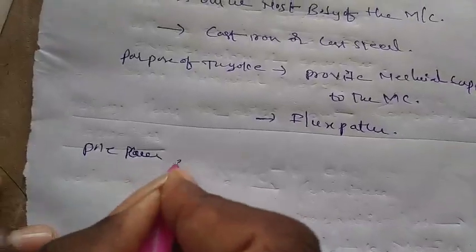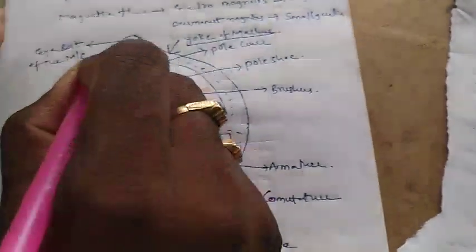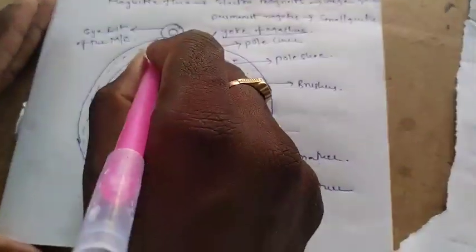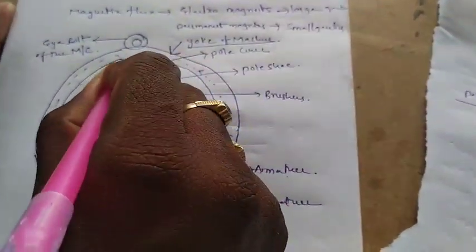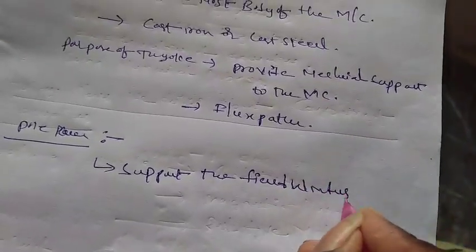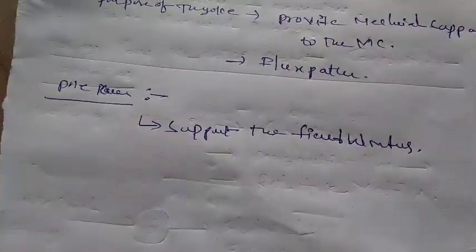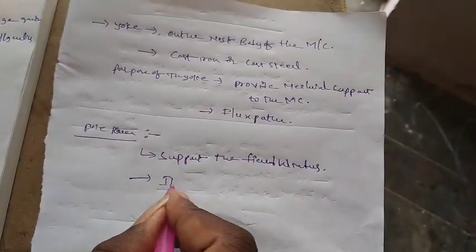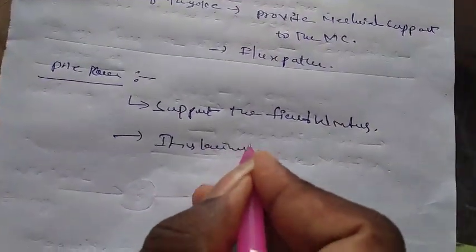So next, the pole core. What is the other part? This is the pole core. The purpose of the pole core is to support the field winding, and also it is laminated. The pole core is laminated.